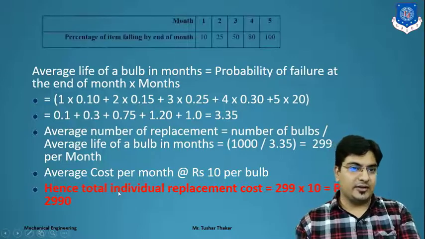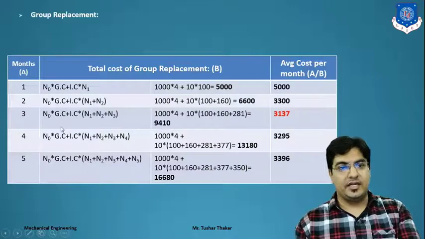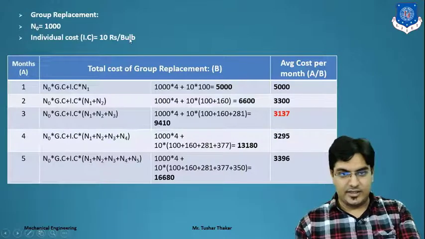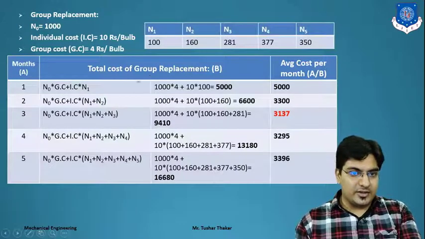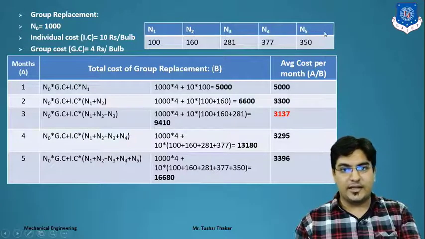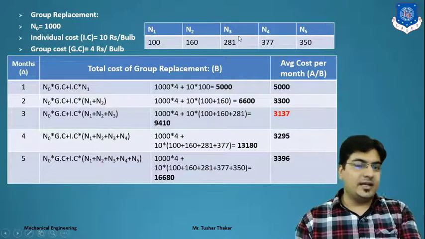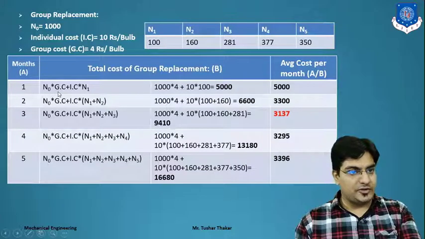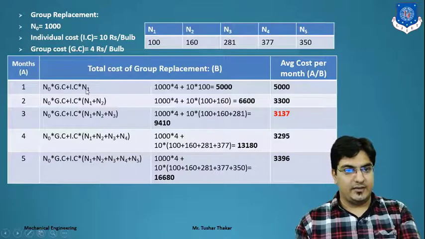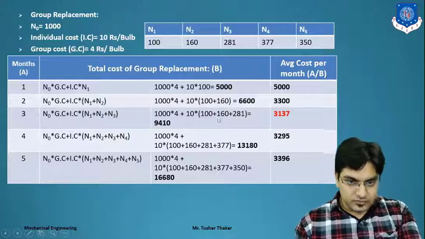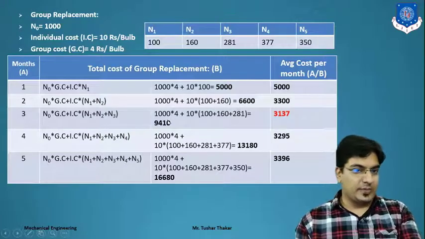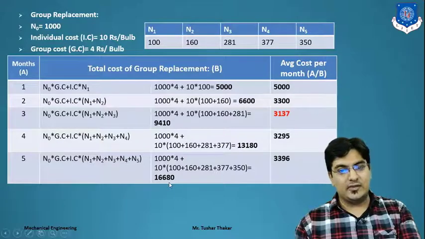The same thing we have to calculate for group replacement. In group replacement, N0 is equal to 1000. Individual cost I have considered, group cost they have provided. And for calculation of this table, we have N1, N2, N3 and N4, which were found in individual replacement. So here it is N0 into the group cost plus individual cost into the N1. We get 5000 rupees for group replacement. Right, for second month we have a replacement. We have to consider the two quantities N1 and N2 as individual. So we get 6600 rupees. Up to 5 months, we get 60,680 rupees.